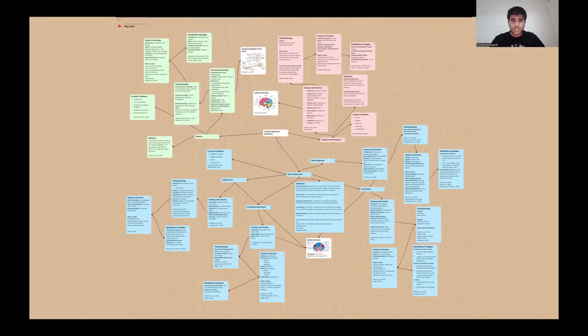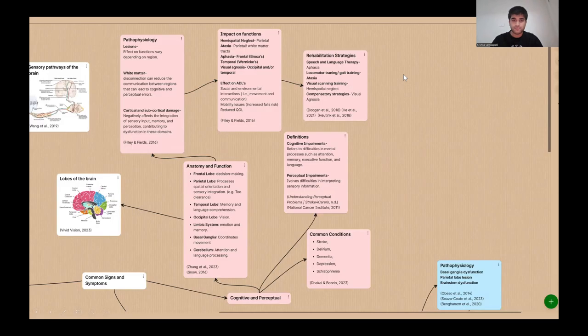Today I will be taking you through my common signs and symptoms mind map. This mind map is split into three sections, which are cognitive and perceptual, sensory, and motor impairments. Let's get started on cognitive and perceptual impairments.